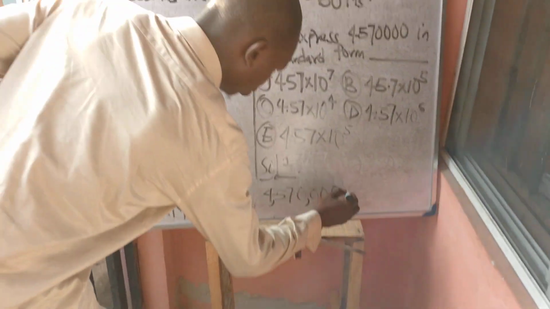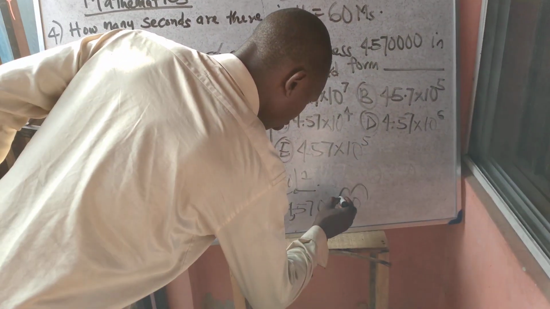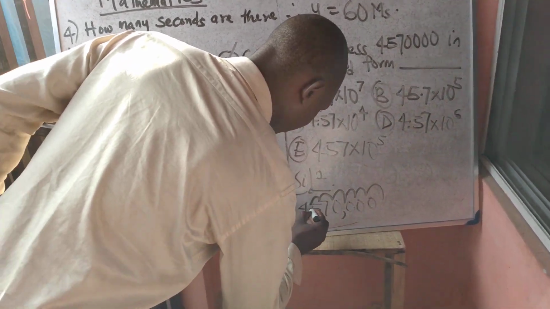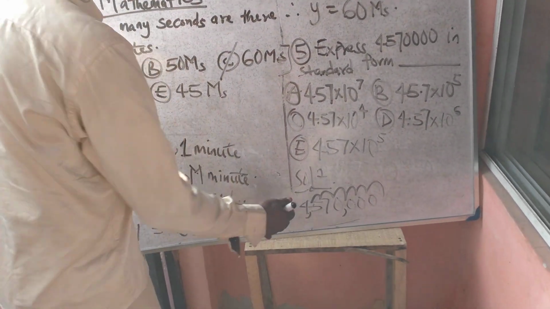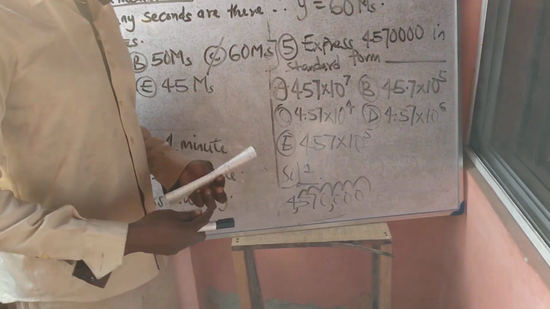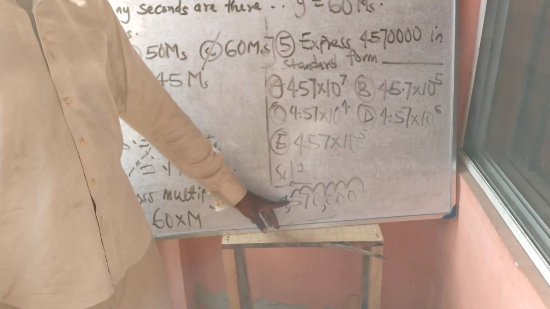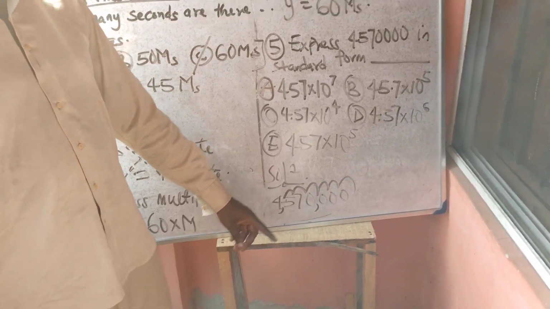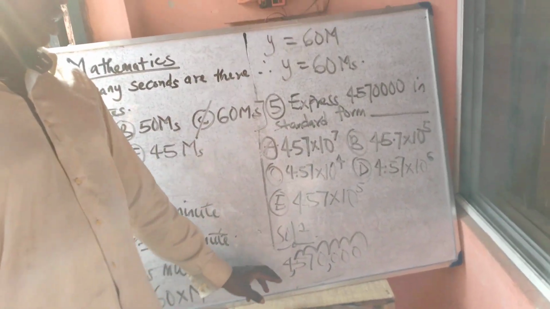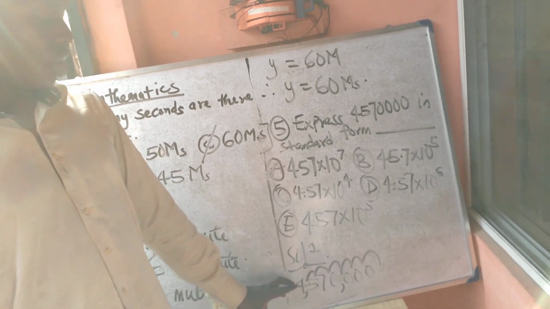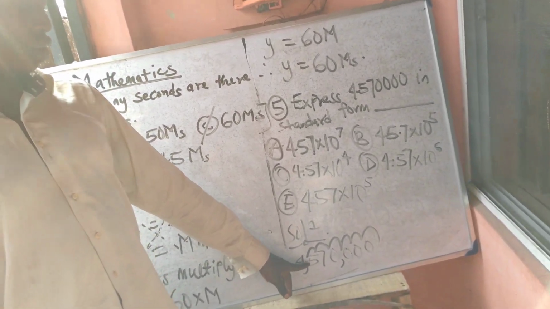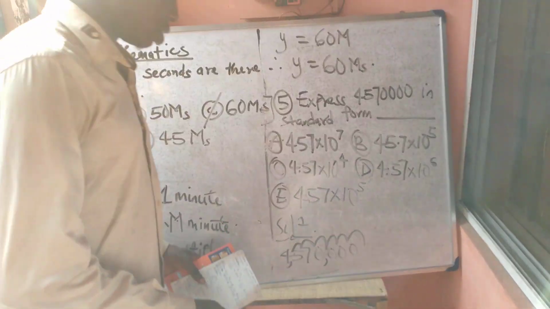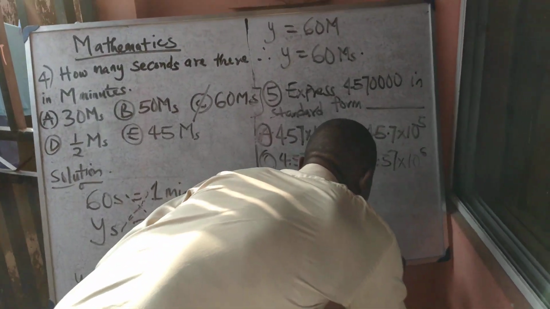Now you move. First you move from here. This is 1, 2, 3, 4, 5, 6. Your decimal point will come here. So this is the first significant figure. Before it crosses the first significant figure, you just stop there. Or should I say after the first significant figure, you stop there.